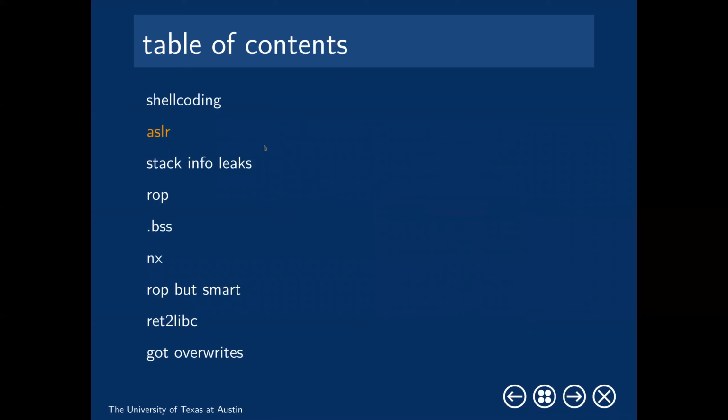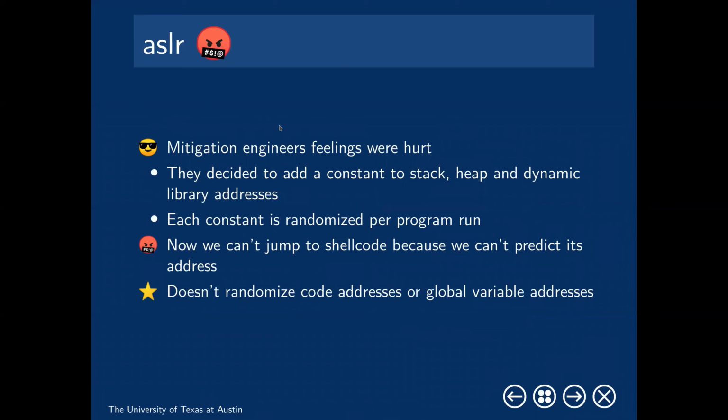So security mitigation engineers were mad and they created ASLR. ASLR, rated with one angry face. It's not the end of the world. It's just somewhat annoying. What ASLR does is it adds a constant to stack, heap, and dynamic library addresses. There are three separate constants that should be noted. Each constant is randomized per program run.